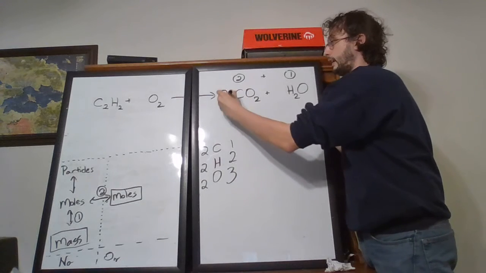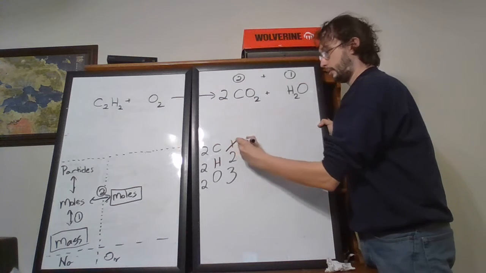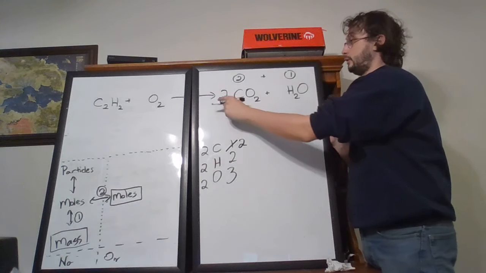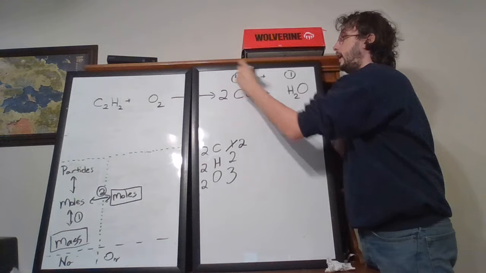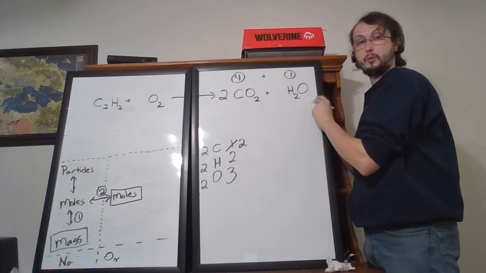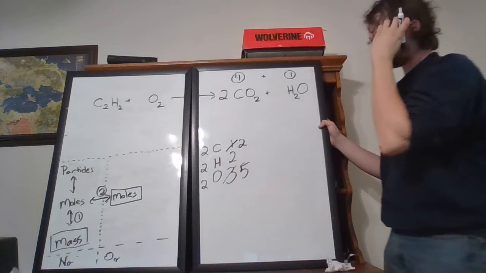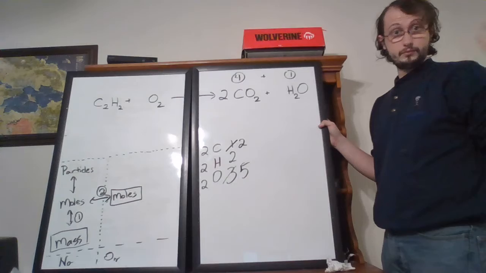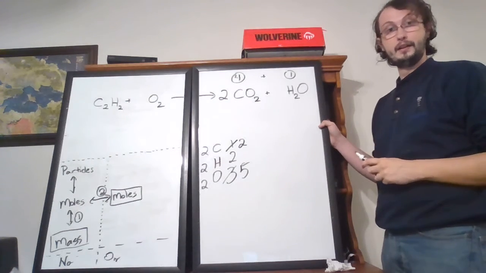So if I put a coefficient of 2 on carbon dioxide, that means we now have 2 carbons. But that 2 also applies to the oxygens in carbon dioxide. So that means we have 2 times 2 is 4 oxygens, plus that 1 oxygen over here from water, for a total of 5 oxygens. All right. Some of you might be seeing where we jump ahead. I'm going to work this out the full long way.